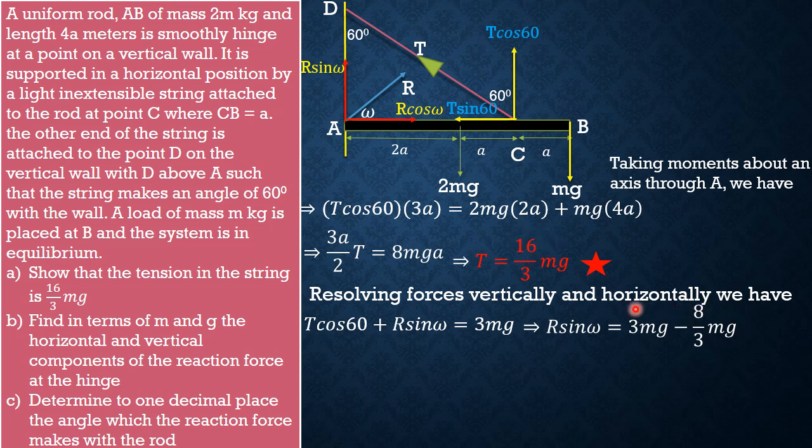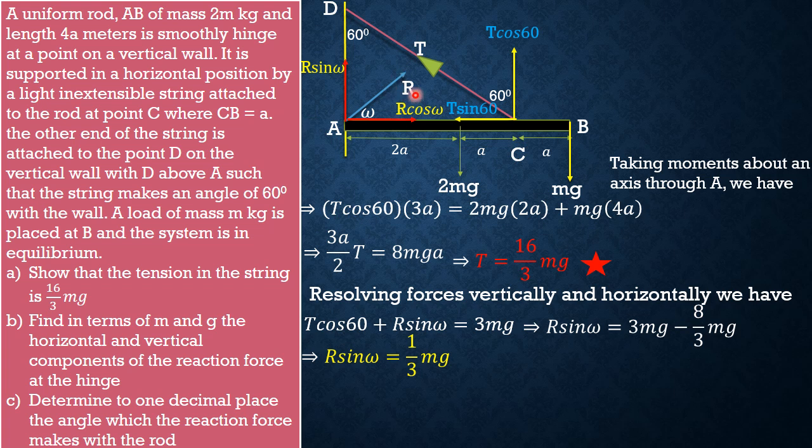That's how we have it here. So simplifying everything gives us our r sin omega to be 1/3 mg. Great. That's the answer, because they ask us to find the components. We have r sin omega equal to 1/3 mg.